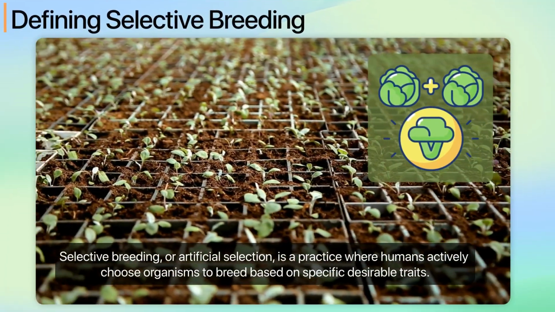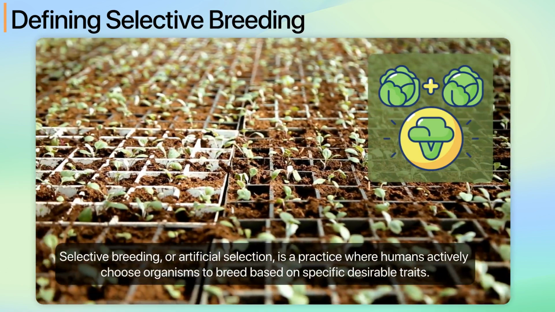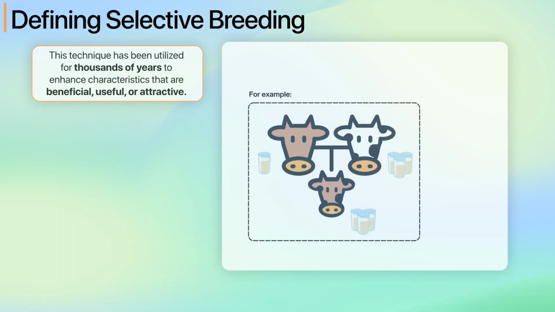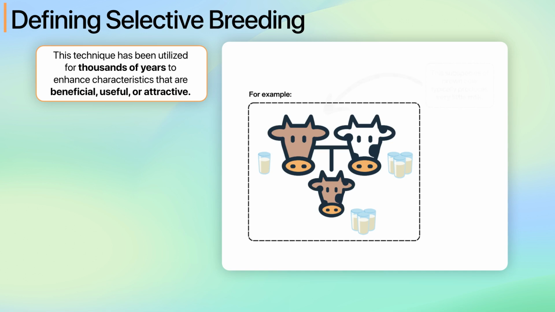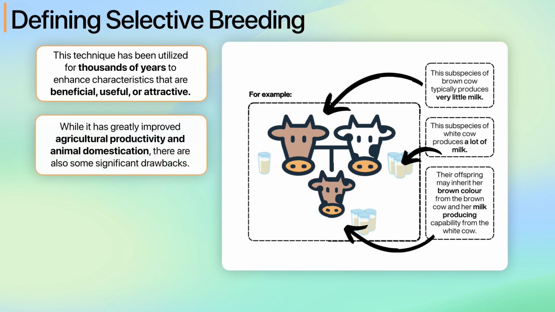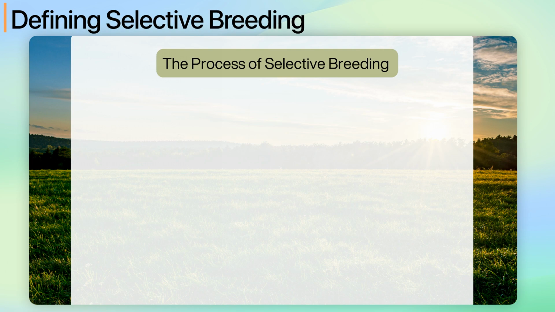Selective breeding, or artificial selection, is a practice where humans actively choose organisms to breed based on specific, desirable traits. This technique has been utilized for thousands of years to enhance characteristics that are beneficial, useful, or attractive. While it has greatly improved agricultural productivity and animal domestication, there are also some significant drawbacks. Selective breeding follows a specific set of steps to ensure that desirable traits become more prevalent within a population. These steps are as follows.